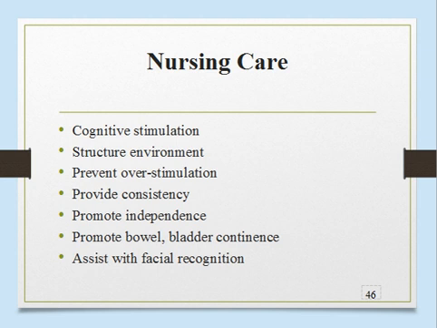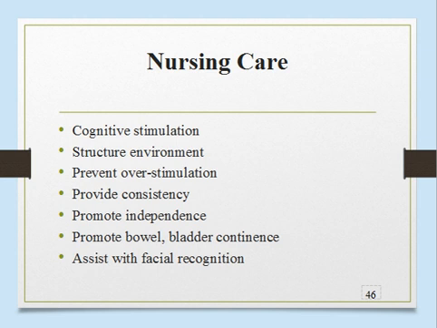Although you need to have a structured environment, so make sure that they have a routine and they have the safety of an area that is free of basically things that are going to harm them. They may not be in a state of mind in later stages to even protect themselves. You need to provide consistency, promote independence as much as possible, and promote bowel and bladder continence, because once the incontinence sets in, you have all kinds of pressure ulcers, bed sores, and skin problems to deal with.